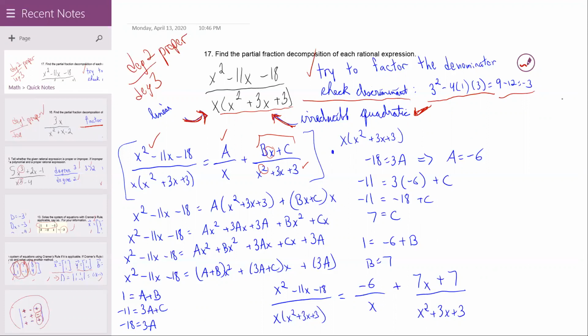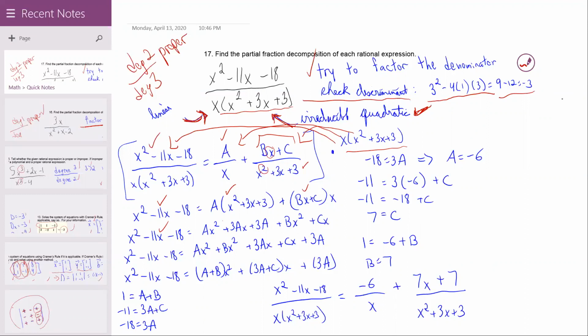So now we multiply every term by the denominator. So when we multiply by the original, the whole denominator cancels. When we multiply by the a term, the a cancels, but the quadratic remains. When we multiply by the bx plus c term, the quadratic cancels, but the x remains. So this part is kind of tedious, I will admit, but it's sort of just how you have to do it.